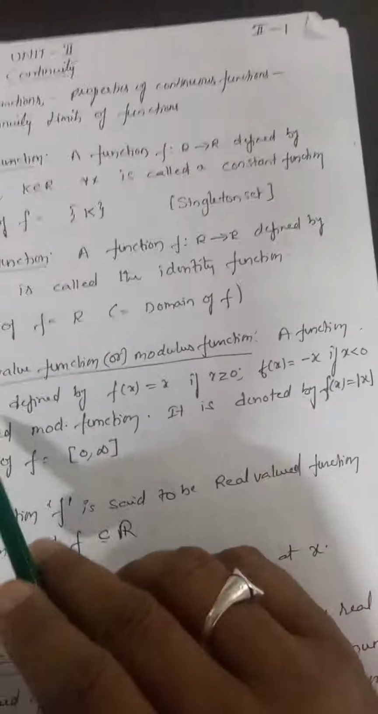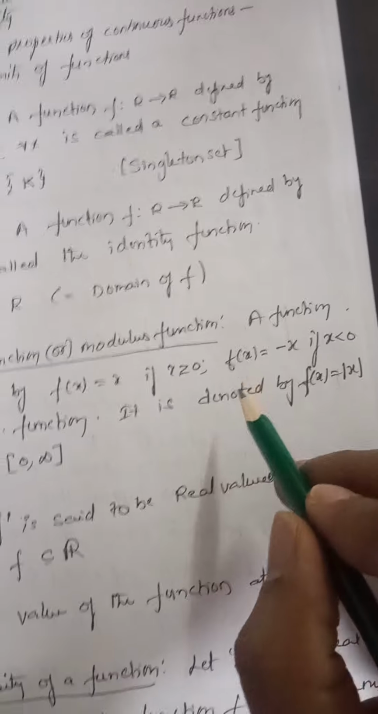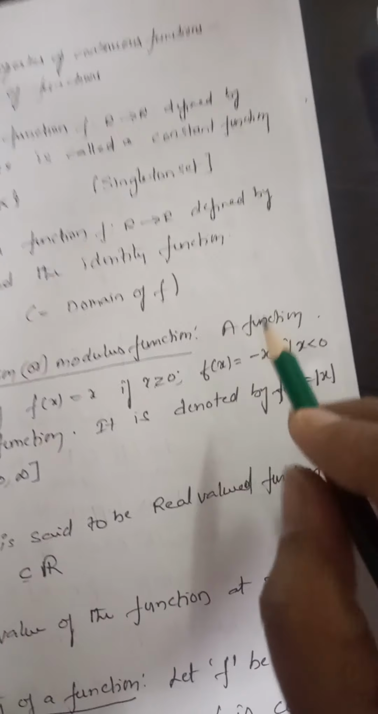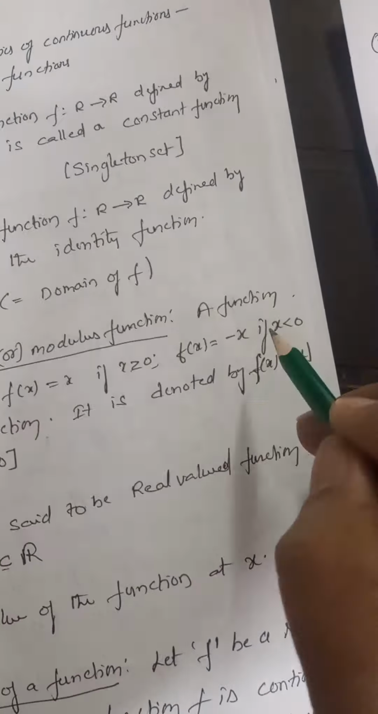Next one, the absolute value function or modulus function. A function f from R to R defined by f of x is equal to x if x is greater than or equal to 0, right? And f of x is equal to minus x if x is less than 0.